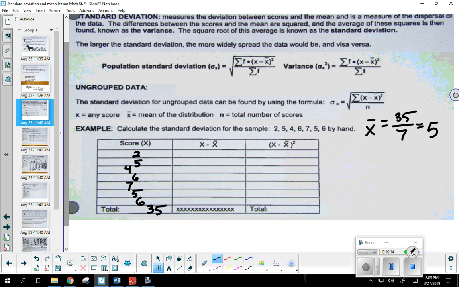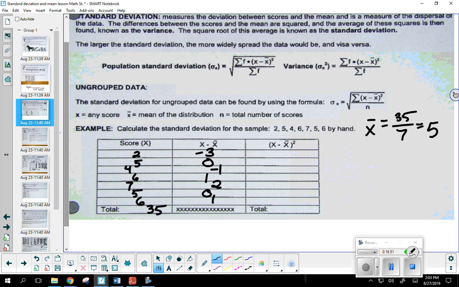Now I'm going to take each one of these 7 scores and subtract the mean that we just found. So 2 minus 5, negative 3. 5 minus 5, 0. 4 minus 5, negative 1. Well, when we're in math, it's negative fun. 6 minus 5, 1. 7 minus 5, 2. 5 minus 5, 0, and 6 minus 5, 1. So I've got the differences. Everybody okay with how I got those numbers?